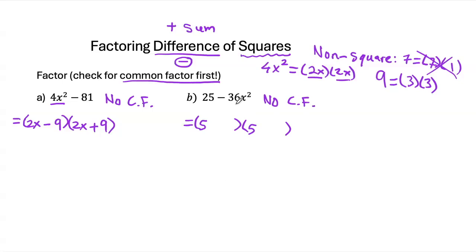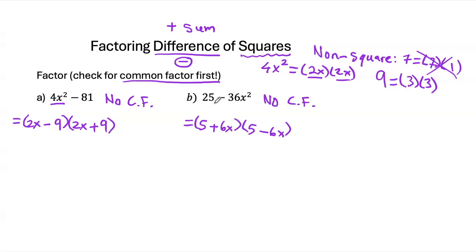The last term, 36x squared. 36, I can get that with 6 times 6. And then x squared, I can get it with x times x. So 6x times 6x gives me 36x squared. Then to get the negative on the 36, I just need a plus and a minus. So I did this on purpose. If you have a minus here, you could have a minus times a plus, or it could be a plus times a minus. It doesn't matter which bracket you put the plus. So this is the factored form of this expression.